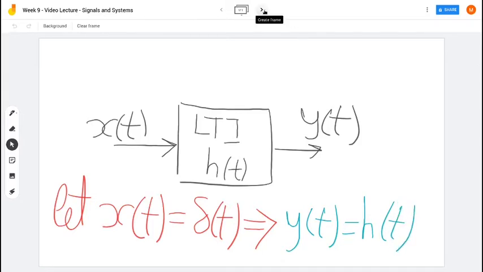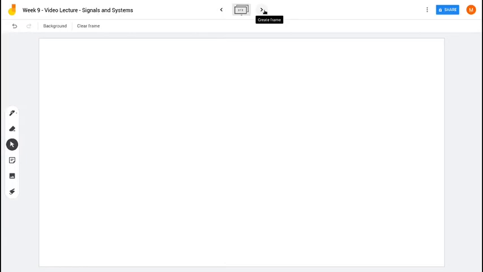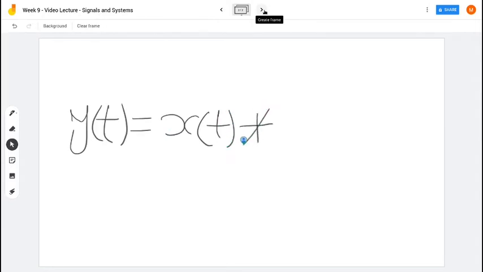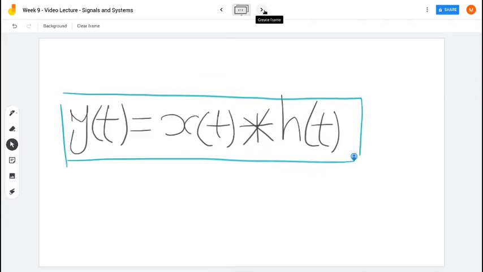And similarly, it could be shown mathematically that the output from a continuous time LTI system, y of t, is equal to the convolution between the input and the impulse response, x of t convolution with h of t. Of course, in the discrete time system, the definition of the convolution was basically summation of x of k times h of n minus k and so on, because the variable was discrete n. But here the convolution is called the convolution integral, and it is defined slightly differently than the convolution sum.